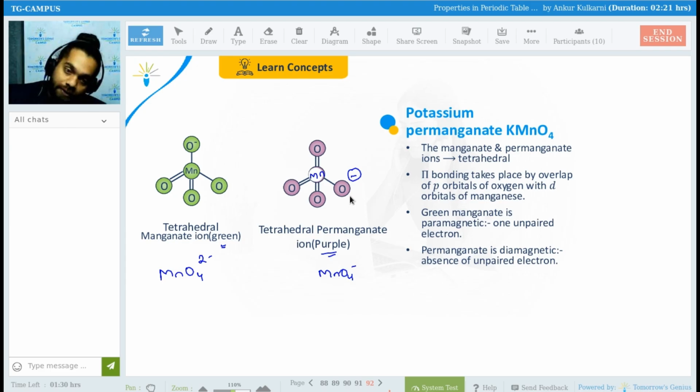MnO4 2 minus is green in color. MnO4 minus is purple in color. Please mention over there that one is purple and one is green. K2MnO4, that is the manganate ion, is green, and MnO4 minus is purple. Just give me a minute, everyone.